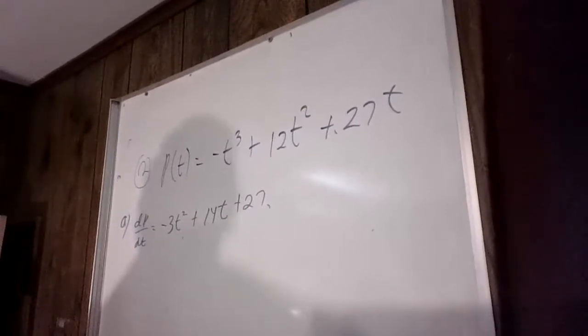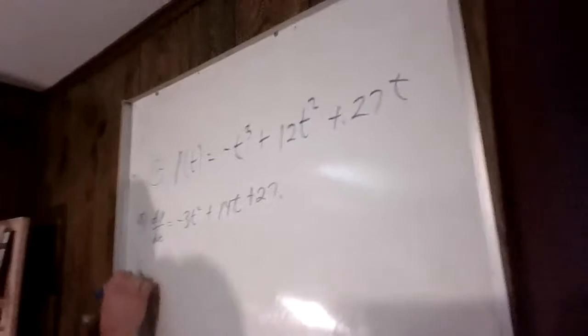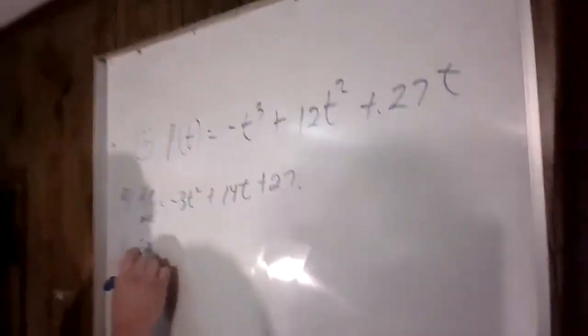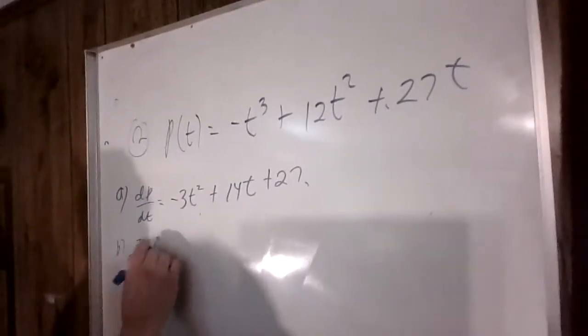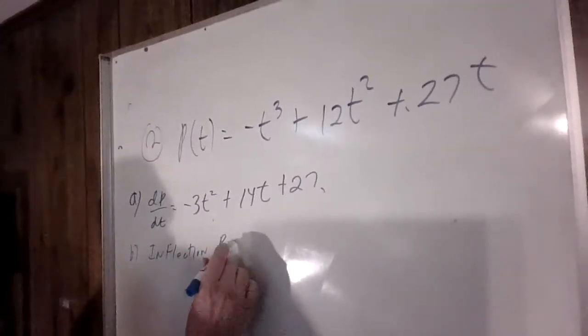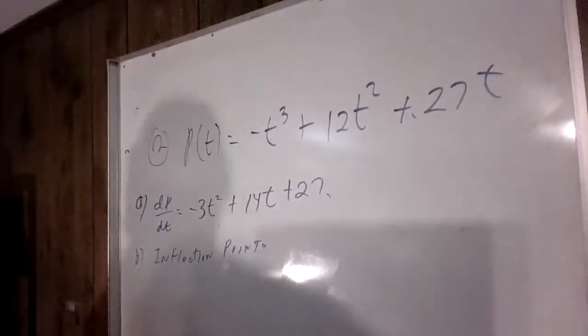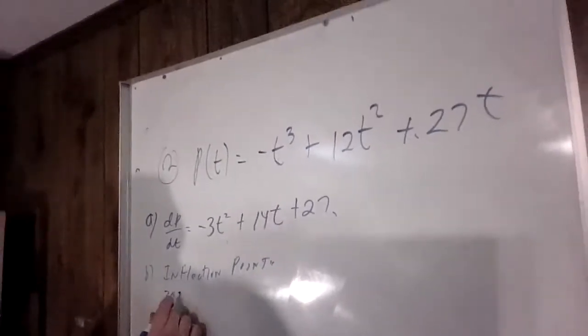Okay, now what we want to find is inflection points. So what do we have to do for that? Well, we know to get possible inflection points, we need the second derivative.